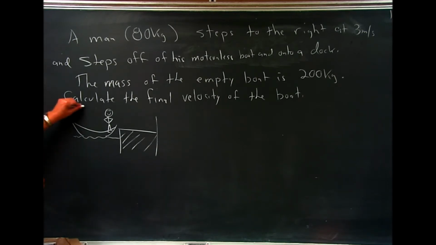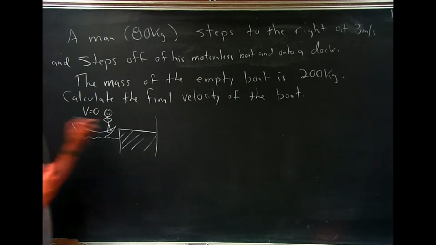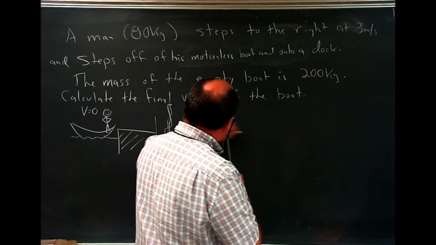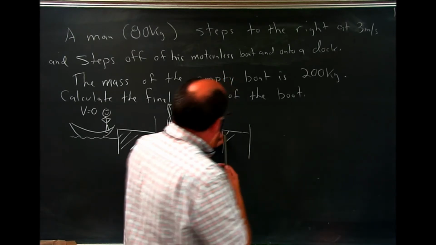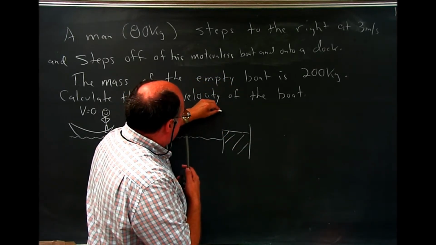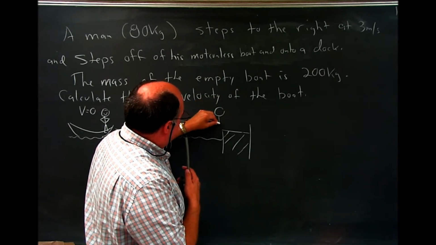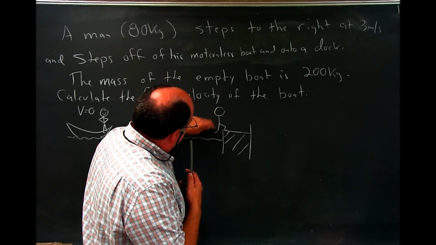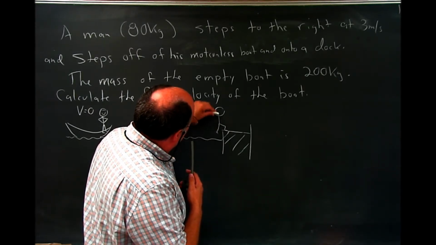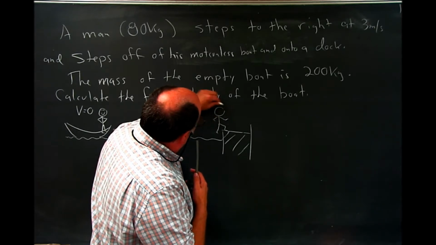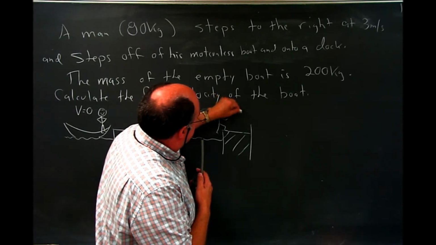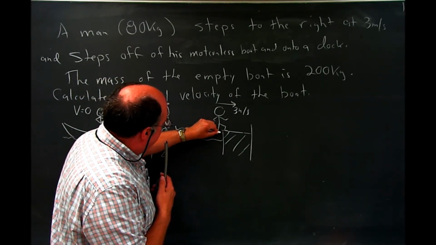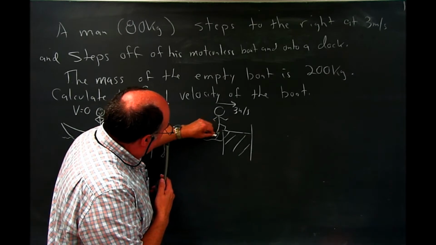So everything is motionless here. And then in a moment, I'll draw this squiggly line. In a moment, what's happening is the person has just stepped off of the dock, off of the boat. So the person now has stepped onto their platform, and they'll be moving this way to the right at 3 meters per second, and we want to know what happens to that boat that their foot has just left.